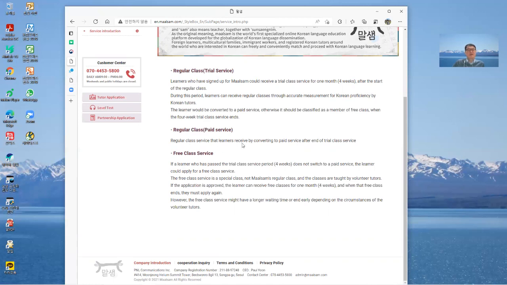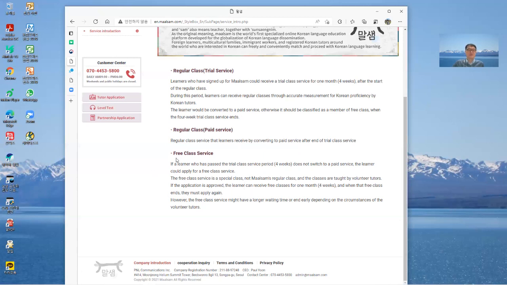Regular class service that learners receive by converting to paid service after the end of trial service. Yeah, if you apply for your paid service, right? And this time, you can continue your Korean class with your professional tutor. That's our regular and official Korean language course.